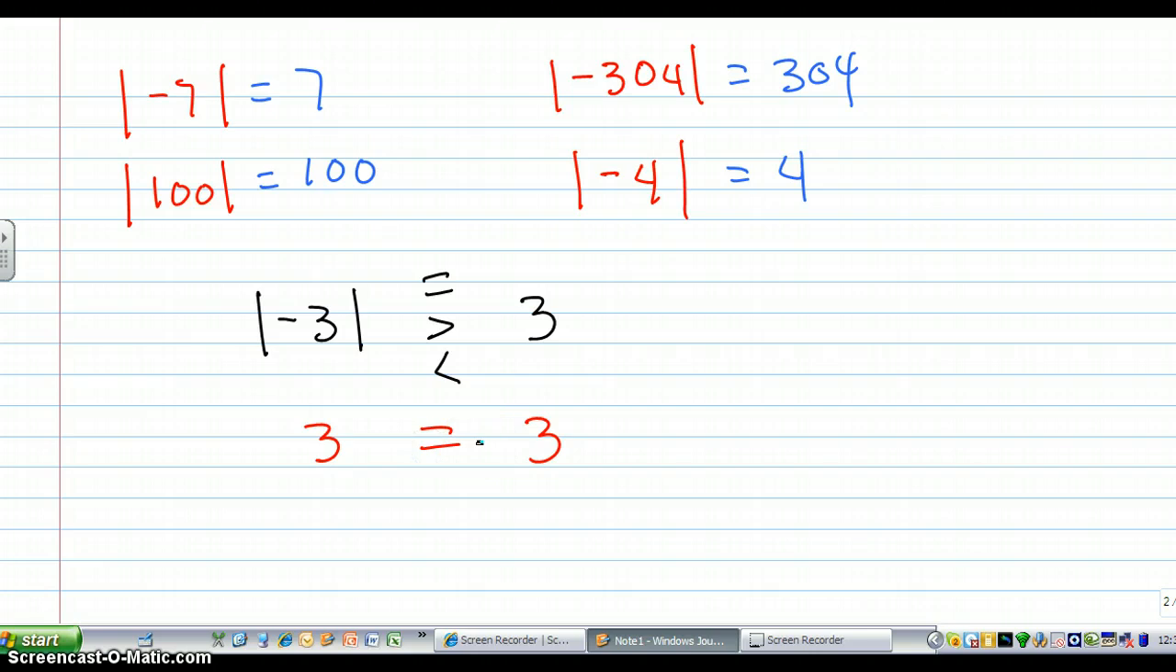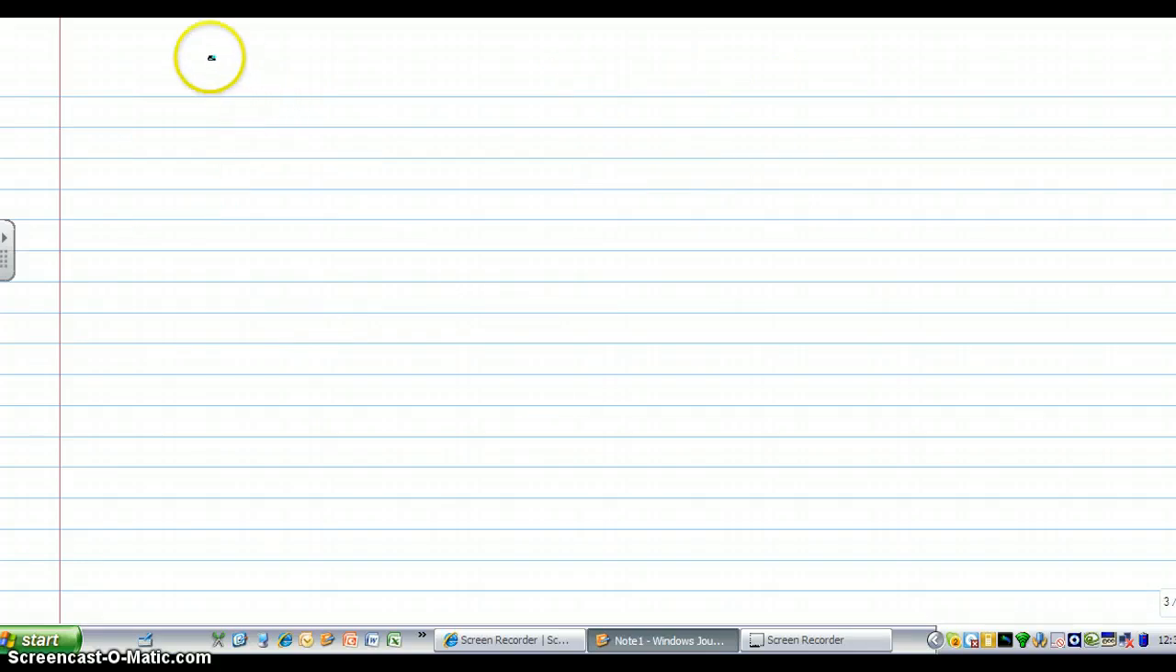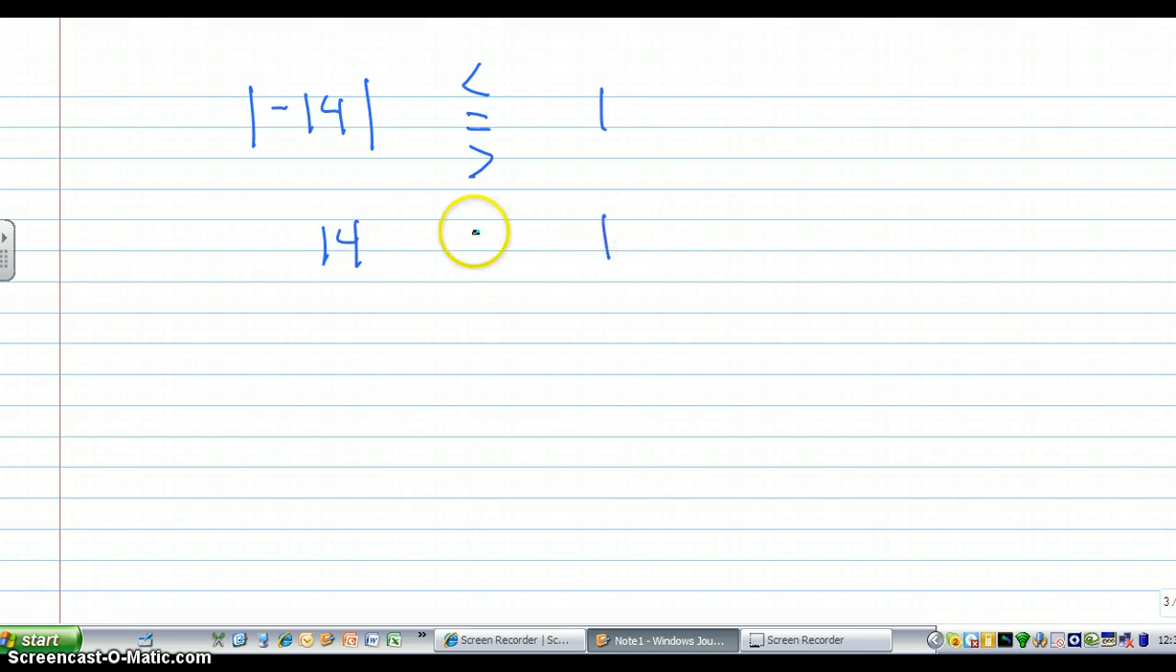Okay? What if I said, what is the absolute value of -14 and 1? Is it less than, equal to, or greater than? Well, the absolute value of -14 is 14 spots away. 1 is the same, so the answer is greater than. Okay, now you try.